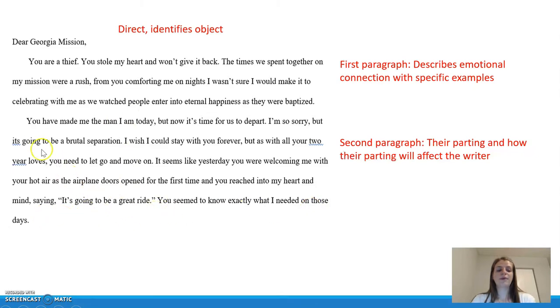You can refer it back to this first sentence in the paragraph. You have made me the man I am today, right? So we're talking about parting, but how that parting, why that parting matters. Everything in that paragraph is about that.